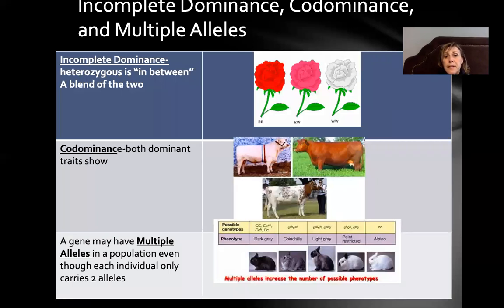There's other types of inheritance. There's incomplete dominance, codominance, and multiple alleles. Incomplete dominance is heterozygous in between, or a blend of 2 traits. So these ones are a little different.